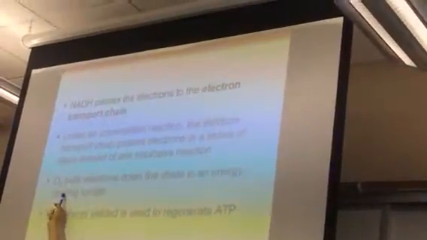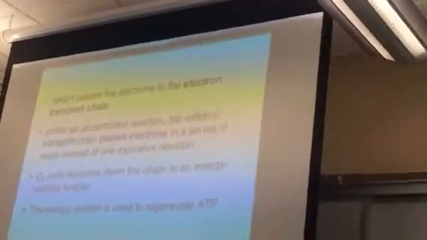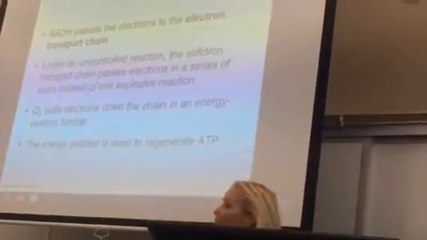And the final acceptor in the electron chain is going to be our most electronegative element. Our oxygen molecule is going to be the final electron acceptor. It's our most electronegative element here. And all of that energy that gets released at each step is how we're going to generate ATP, or regenerate.